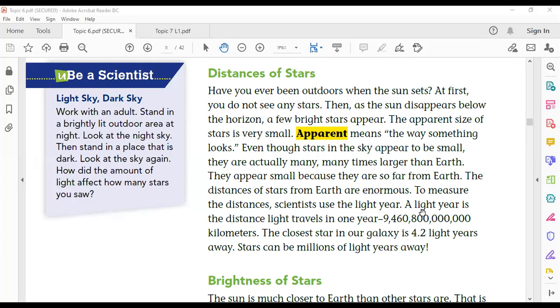The light year is the distance light travels in 1 year, which is equal to 9,406,000,000.